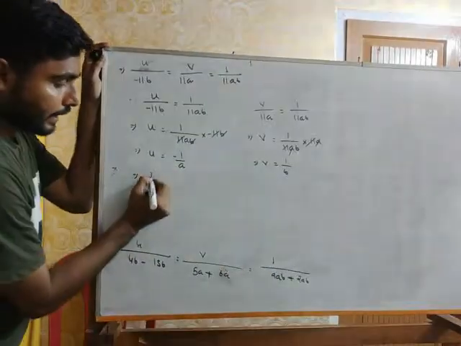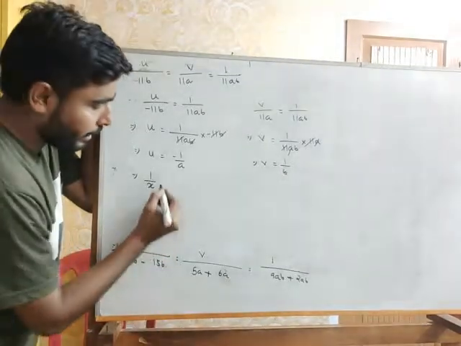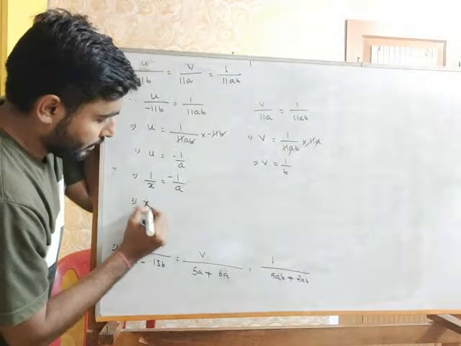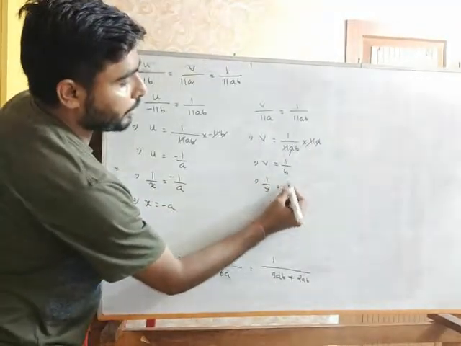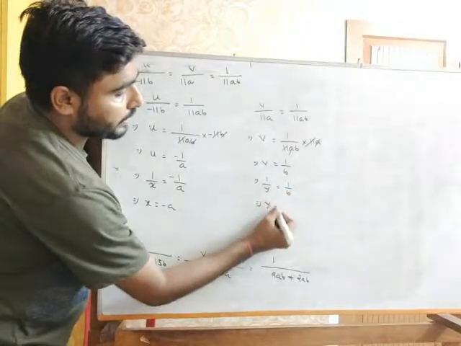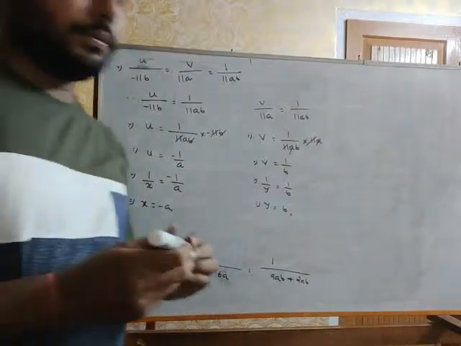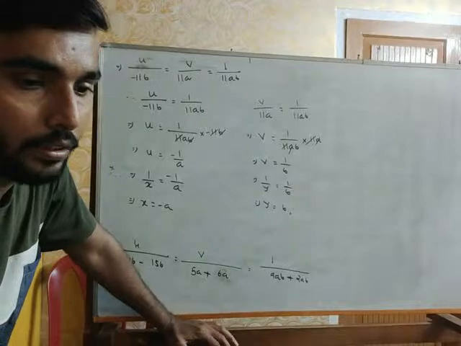Now what is u? Our u was 1 by x. Is it or not? I assumed u as 1 by x. So 1 by x is equal to minus 1 by a, which implies x is equal to minus a. And v was 1 by y, so y is equal to b. We have reciprocated. Any doubt, anyone? It is important, okay? This question is important.